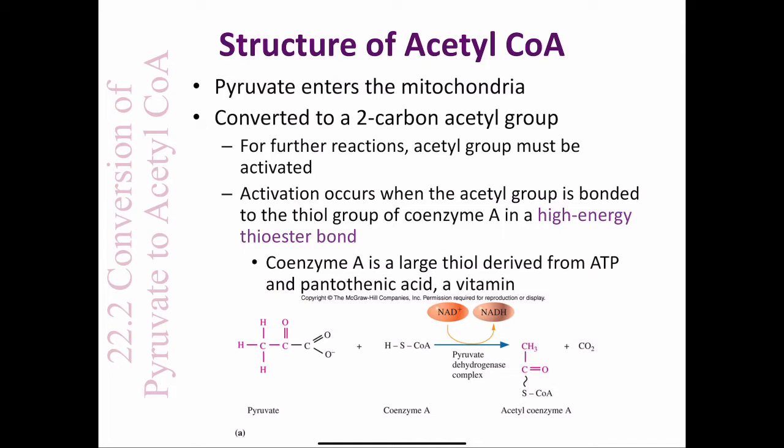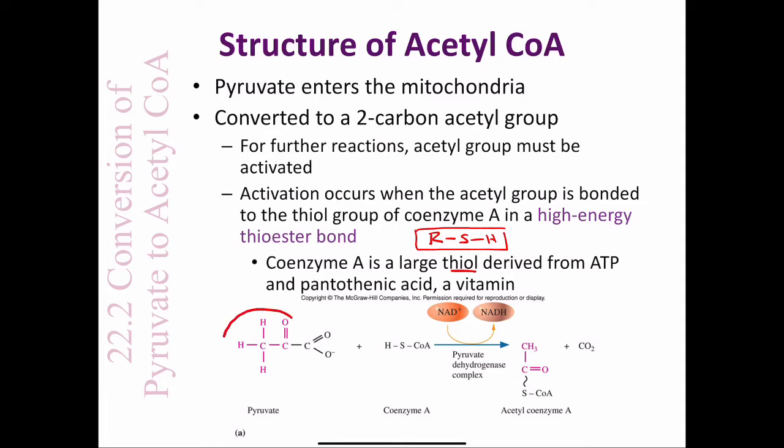This acetyl group must be activated to enter the reactions of the citric acid cycle. Activation occurs when the acetyl group is bonded to a thiol group of coenzyme A. A thiol is like an alcohol, but instead of an oxygen, we have a sulfur. So this would be the generic structure of a thiol. Coenzyme A is a large thiol derived from ATP and the vitamin pantothenic acid. It is an acceptor of acetyl groups which are bonded to it through a high-energy thioester bond. The acetyl coenzyme A formed is the activated form of the acetyl group.